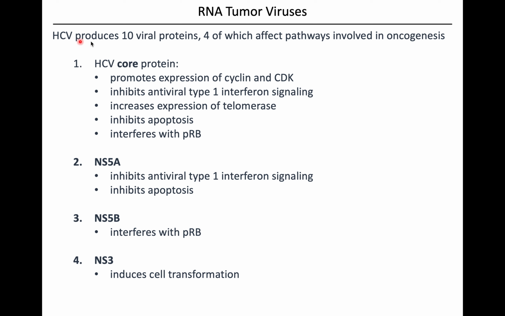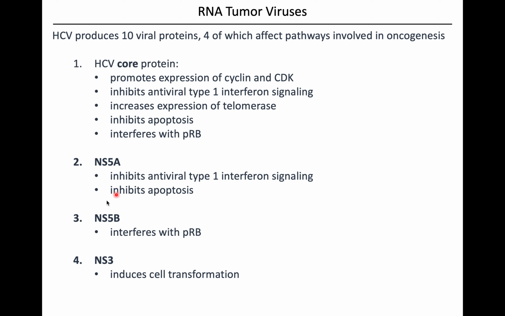So the HCV genome codes 10 proteins in total. 4 of those have been linked to cancer. There's the HCV core protein, which has, as you can see, a number of different effects. Can promote overexpression of cyclins and CDKs, increased expression of telomerase, inhibits apoptosis. All of those would be bad in relation to cancer.